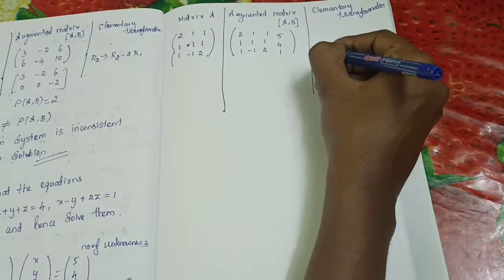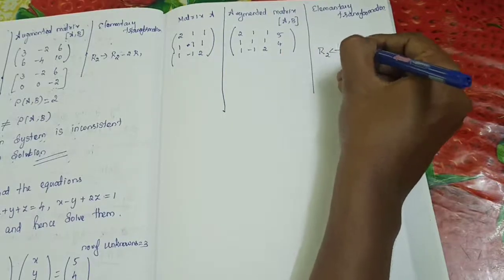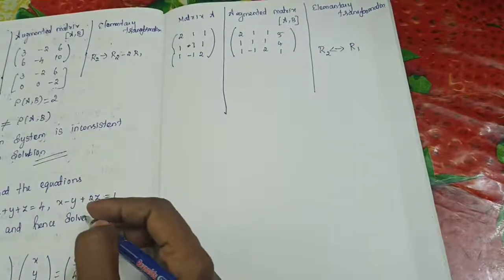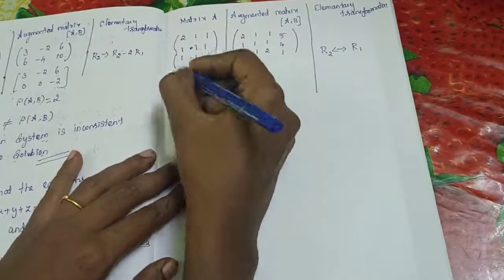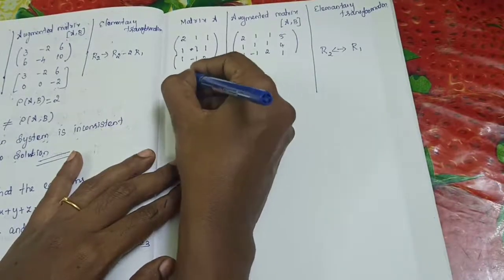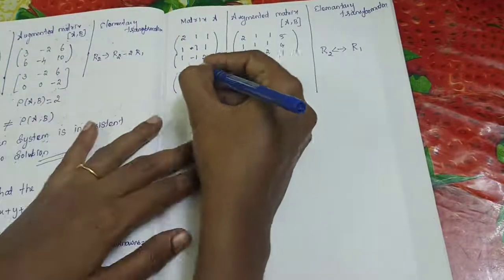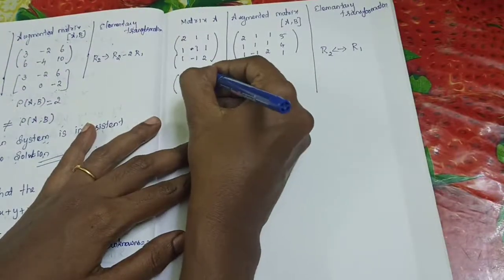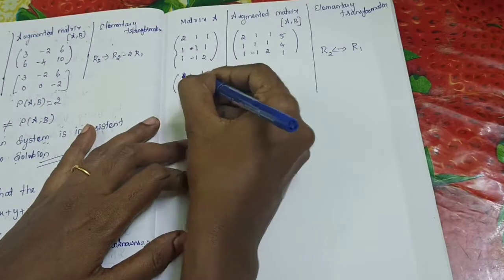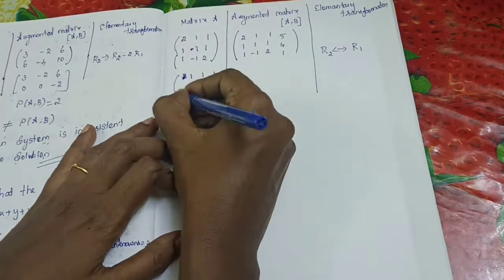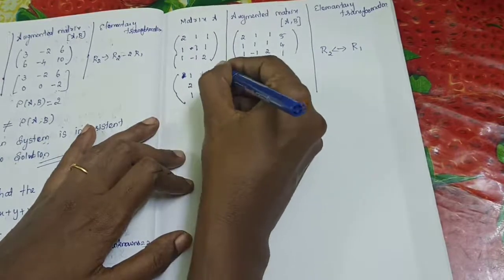So to avoid that, I am going to interchange R1 and R2. Understand? So let's interchange R1 and R2 first. Here 2, 1, 1, 1, so that one will come to the next row and this will go up. So 1, 1, 1. Next row 2, 1, 1. Next row 1, minus 1, 2 as it is.